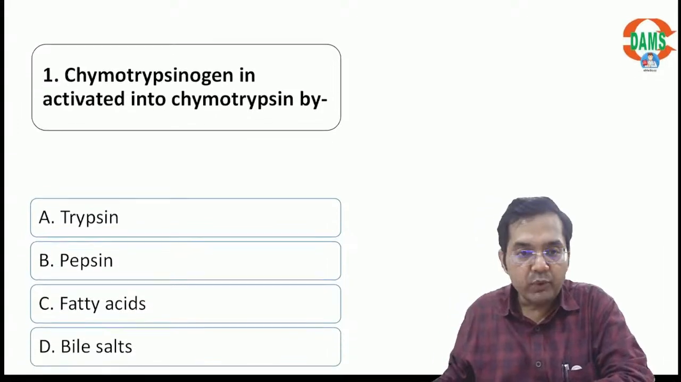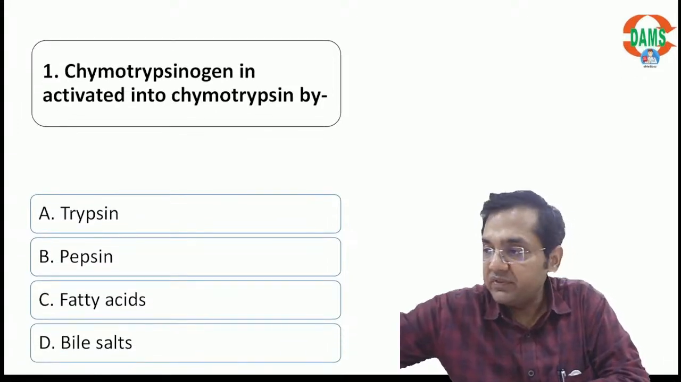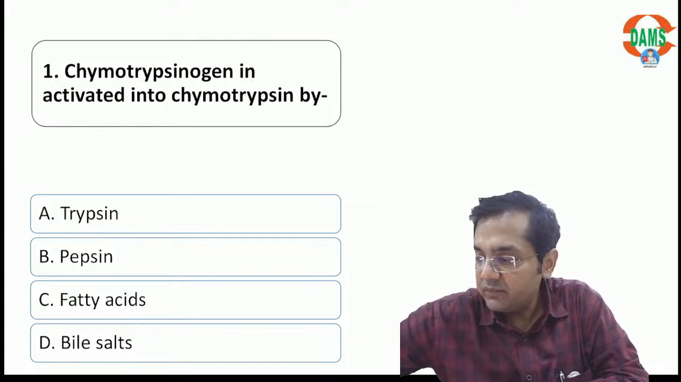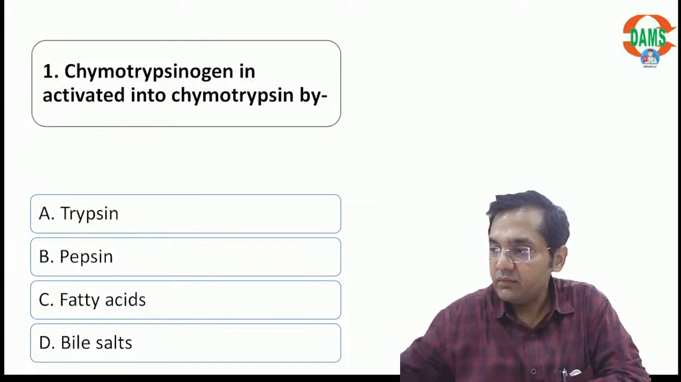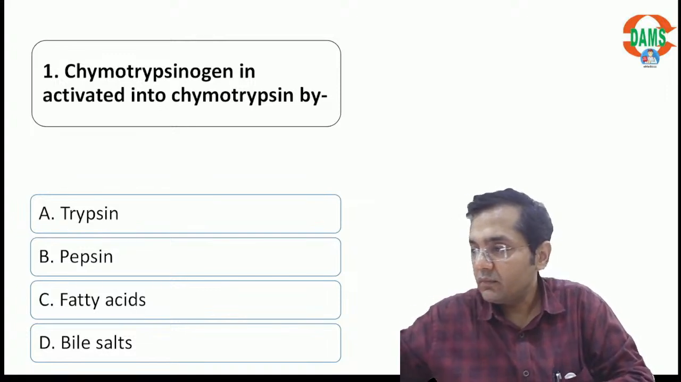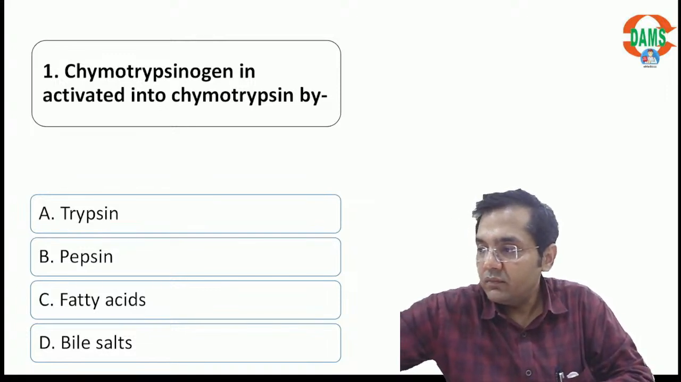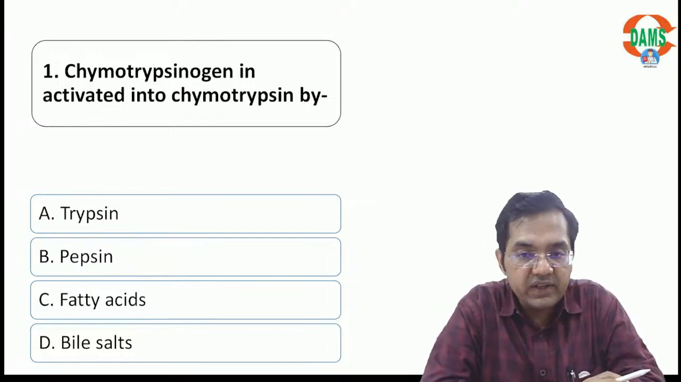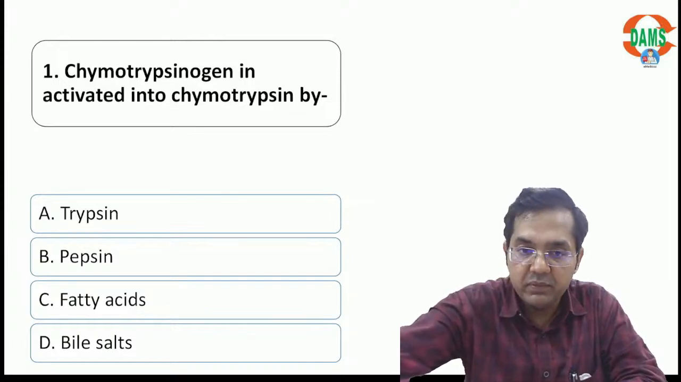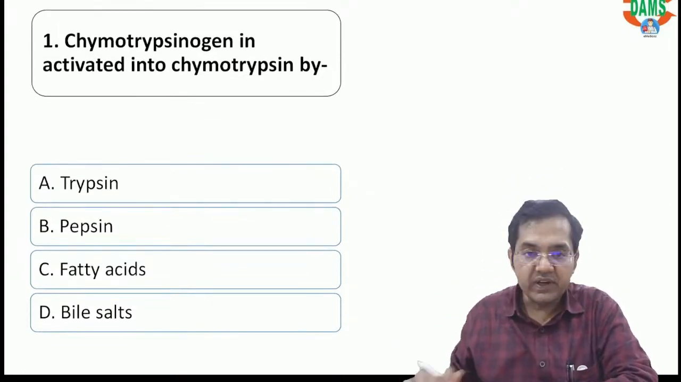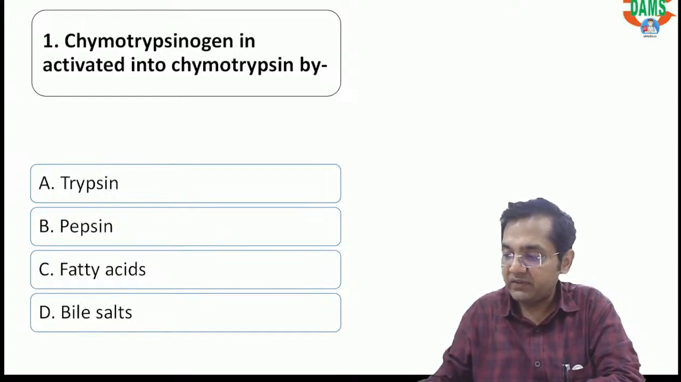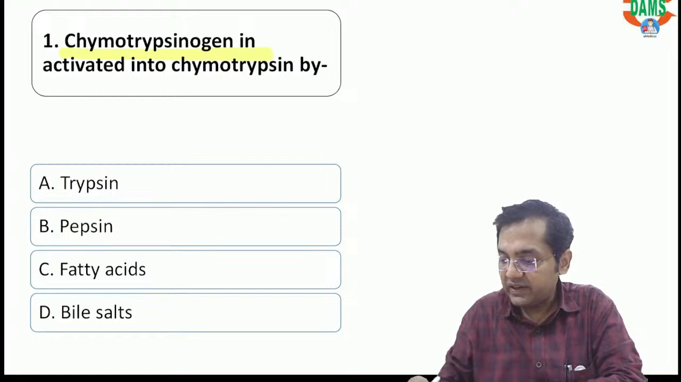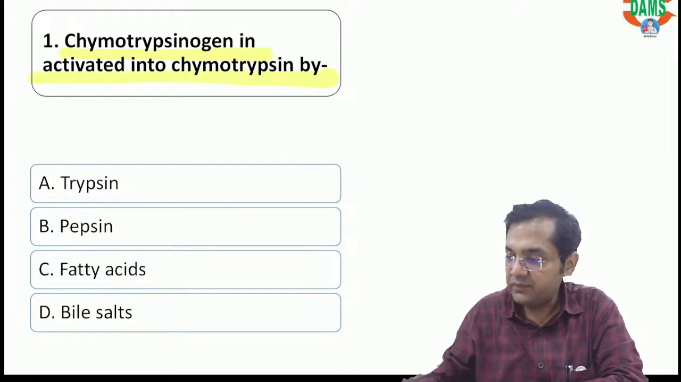The chymotrypsinogen is activated into chymotrypsin by... Who does this? Remember, it's a very important question. There are two questions here. First, let us do what I'm asking you here. Chymotrypsinogen is activated into chymotrypsin by. Yes, what should be the answer?